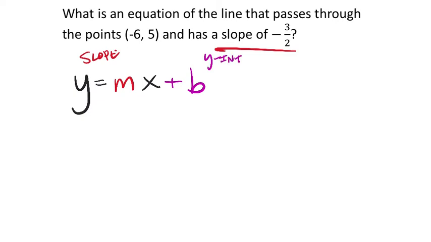I already have the slope. I don't need to find the slope anymore. Okay, so I don't need the slope formula. I don't need to look at it on a graph. It's just giving me the slope right here, -3/2. What I need then is my y-intercept.